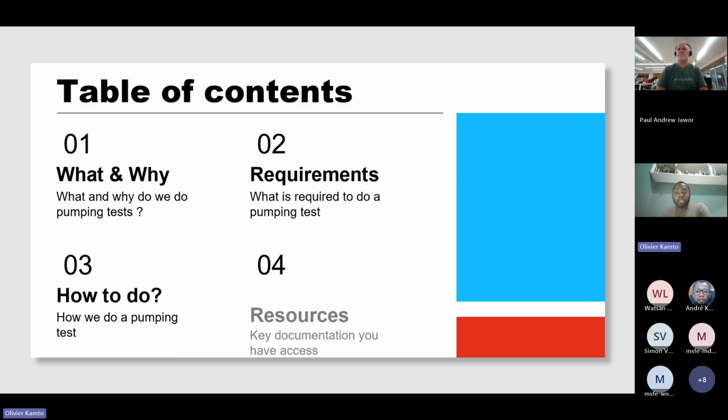What we are going to cover today is what is a pumping test, and why do we carry out pumping test when we engage with borehole or well drilling. We are going to try to talk a little bit as well as what we need to be able to carry out a pumping test properly. We will try to look at some steps into doing the pumping test, and as well key documentation for the monitoring of pumping tests during the drilling, and also for archiving.